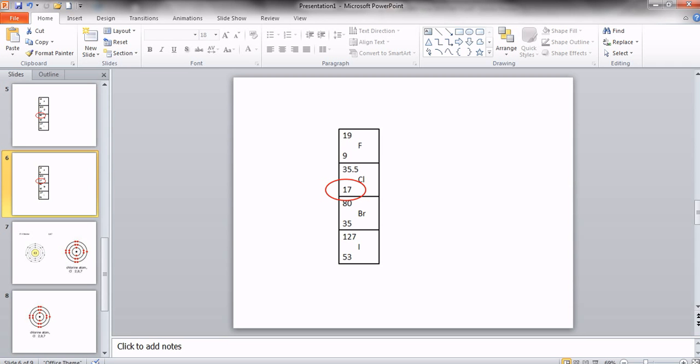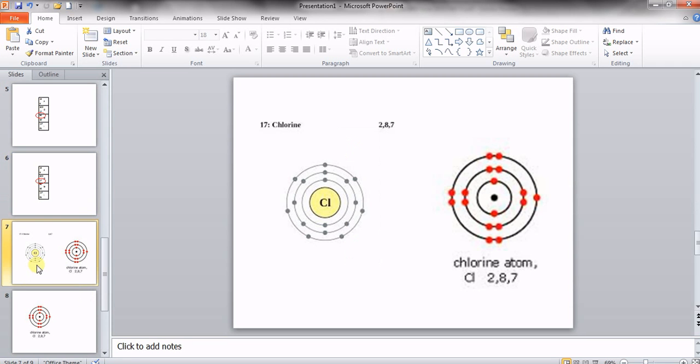So you can represent that in one of 2 ways. Either you can just spread all of the electrons out, so there's 2 there in the first shell, followed by 8, followed by 7, or you can pair them up, so 2 in the first shell, then 2, 4, 6, 8 in the second shell, 2, 4, 6, and the final one 7 in the third shell there.